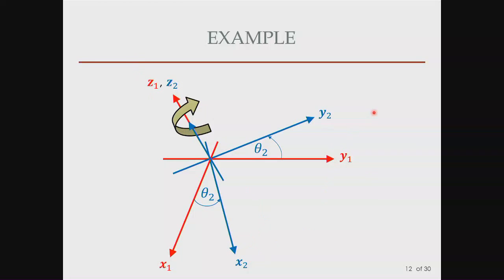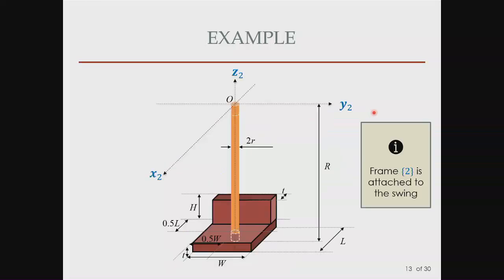What I want you to understand is that frame 2 is the frame that is rigidly attached to the swing. This is the body fixed frame attached to the swing. So what I want to do is to calculate it all in frame 2. Again, I'll stress frame 2. I added it here. If you have old slides, I just updated it today. Frame 2 is the one attached to the swing.